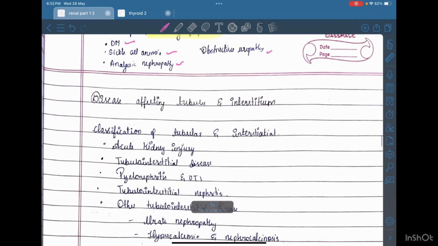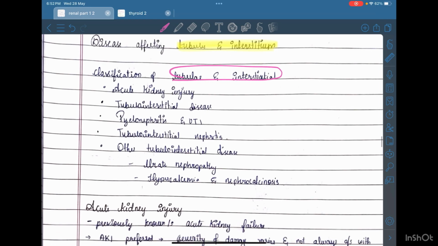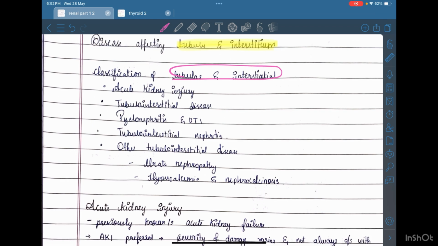Next are the diseases affecting the tubules and interstitium. Coming to the classification of tubular and interstitial diseases, just remember there is acute kidney disease and tubulointerstitial disease, which I'll show in the classification later, leave this.